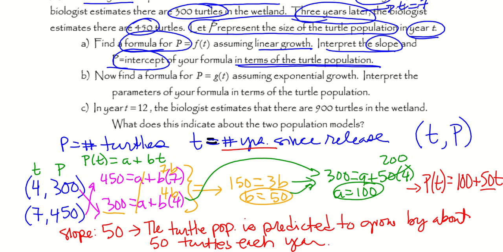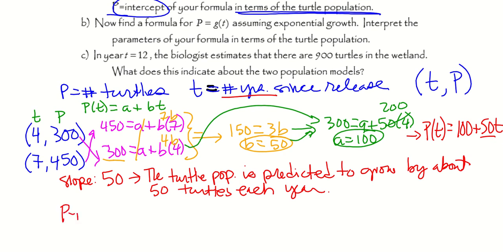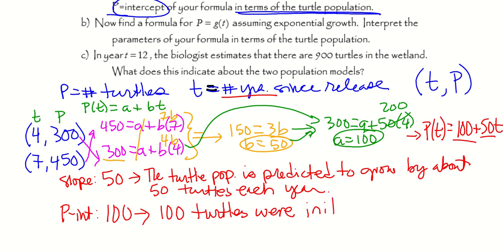The other thing we were supposed to deal with is the p-intercept. So let's talk about that p-intercept. The p-intercept is our a value, that's 100. So our p-intercept is 100, that's our initial value. So it tells us that about 100 turtles were initially released into those wetlands. So that's our A.